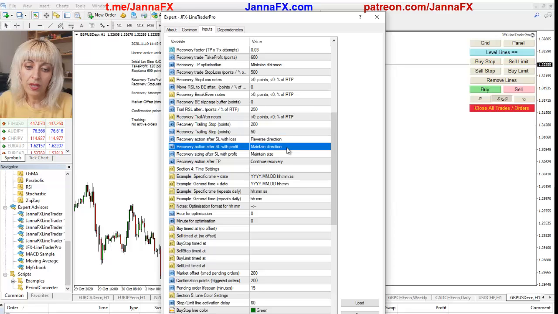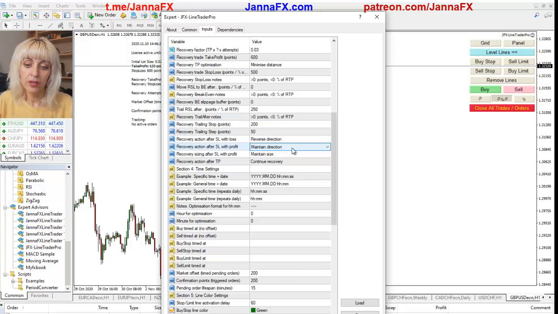The next one is recovery action after stop loss with profit. That's the stop loss with profit, when you have this recovery and the trailing stop moves behind it. When it touches that trailing stop with profit, usually I would want to maintain direction. So I want to continue, because we are thinking, okay, it should finish at some point. So that's why I want to continue.